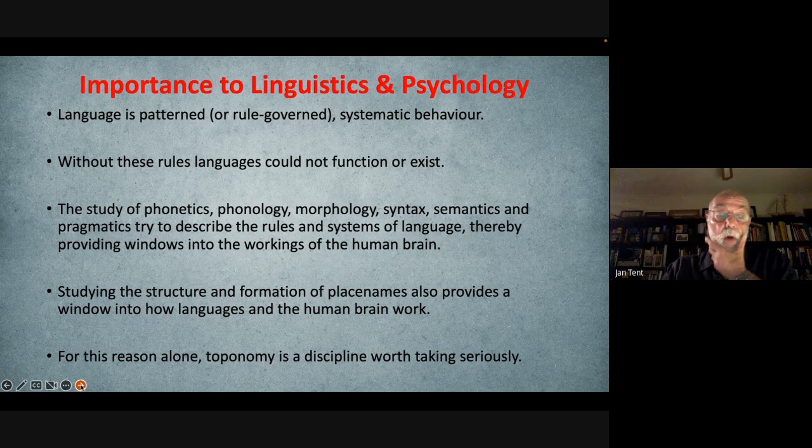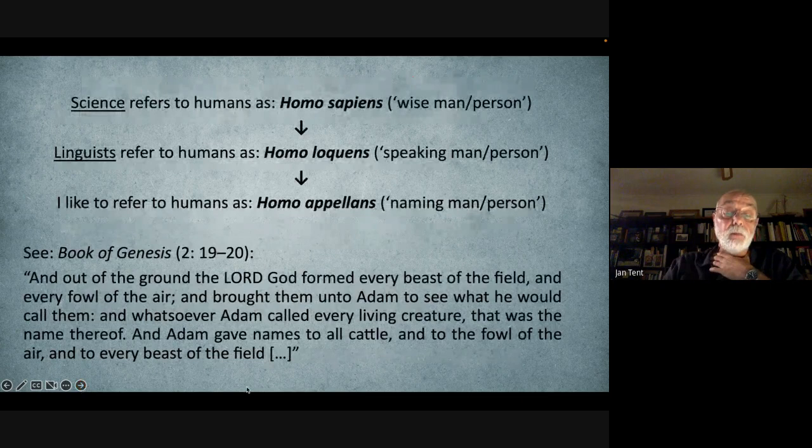For this reason alone, toponymy, I think, is a discipline worth taking seriously. So to round off, science refers to humans as Homo sapiens, wise man or persons. Linguists often refer to humans as Homo loquens, meaning speaking man or person. However, I like to refer to humans as Homo appellans, naming man or person.